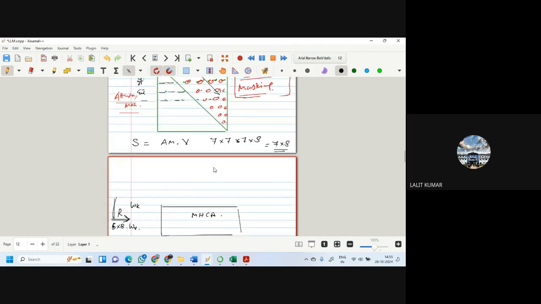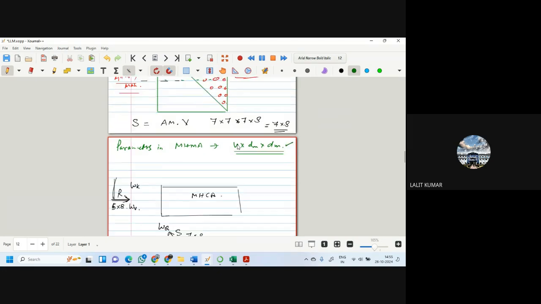Before I proceed further, I will mention here that we can write the parameters in MHMA. How much? 4 into d_model, irrespective of the number of heads. Is that okay? Yes. So don't consider the number of heads, you can directly calculate this number of parameters.